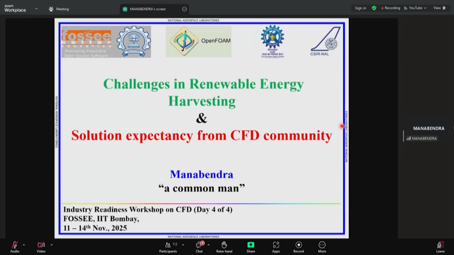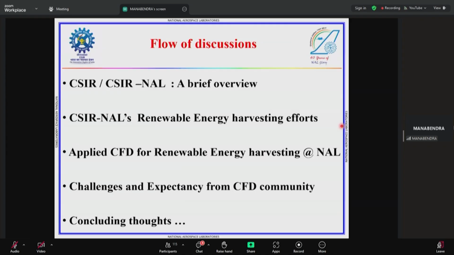As a common man, I'm just trying to put forth before you the issue which I am facing at the grassroots level, which is energy. Energy is one of the problems that we are facing today in various walks of our life. And I have something like a solution to that problem, which is in the form of harvesting renewable energy. But in that context, how can the CFD community help me? That will be the flow of the discussion today. So, we will go in the following manner.